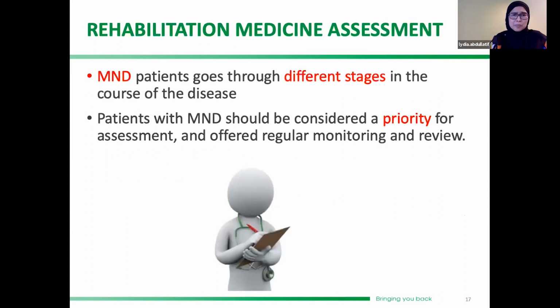Okay, so MND patient goes through different stages in the course of their disease. Okay, so in view of rehabilitation medicine assessment, patient with MND should be considered a priority, and we need to assess them as early as possible, and we must offer regular monitoring and review. So I think in UMMC, we are doing that without much issue.